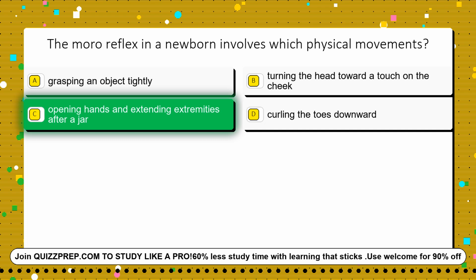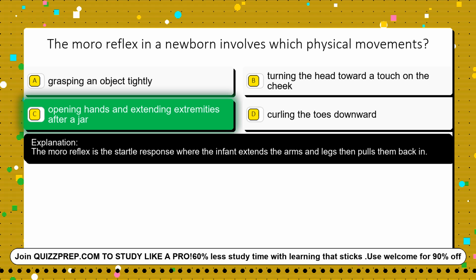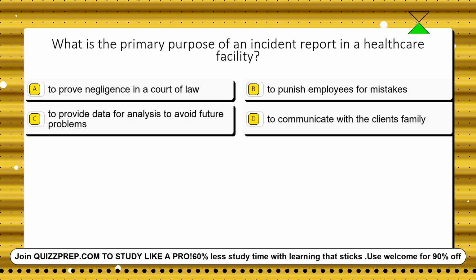The correct answer is option C, opening hands and extending extremities after a jar. The Moro reflex is the startle response where the infant extends the arms and legs, then pulls them back in. Question 32. What is the primary purpose of an incident report in a healthcare facility? Option A, to prove negligence in a court of law. Option B, to punish employees for mistakes. Option C, to provide data for analysis to avoid future problems. Option D, to communicate with the client's family.